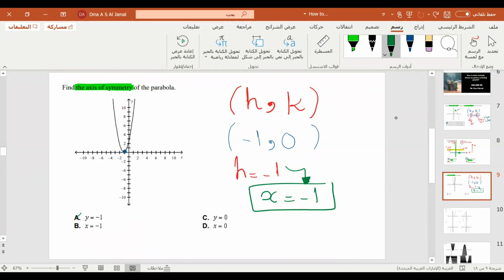So that means you should cancel your A, your C, your D, and you will choose your X. The axis of symmetry is always an equation with X. X is equal to minus B over 2A. That means from the beginning, you should cancel A and C. And then D, it's choosing the Y value, so that means it is wrong.